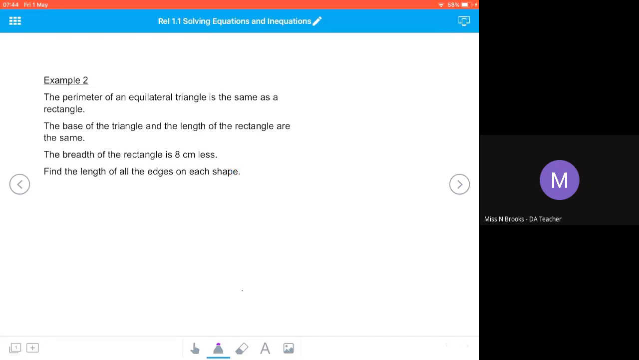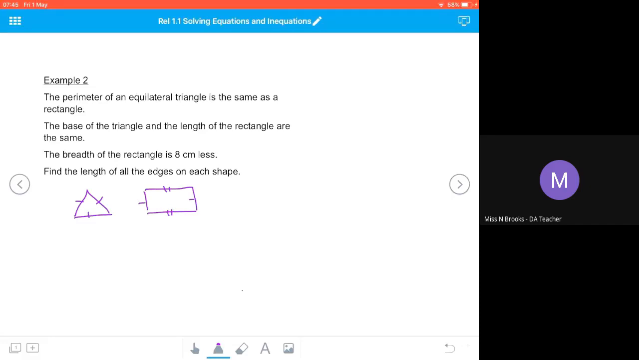So in the second example, I've got the perimeter of an equilateral triangle is the same as a rectangle. The base of the triangle and the length of the rectangle are the same. The breadth of the rectangle is 8 centimeters less. Find the length of all the edges on each shape. So the first thing I want to do is draw myself some sketches. So I'm going to draw myself an equilateral triangle, and I know that all the sides are the same. And I'm going to draw myself a rectangle, and I know that the opposite sides are the same.